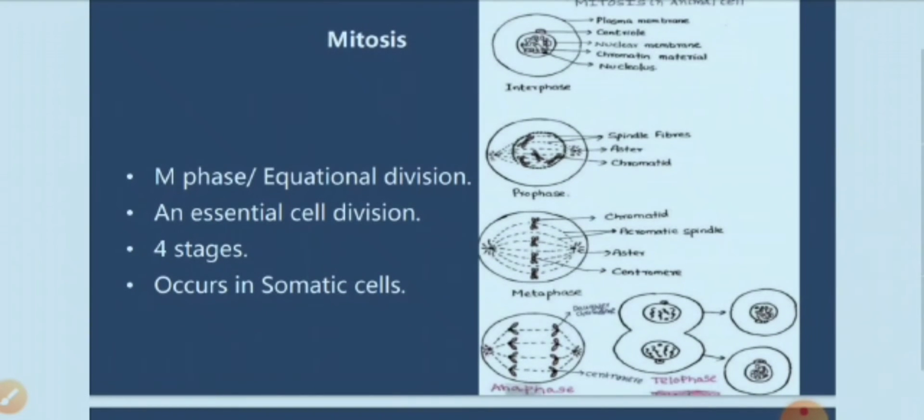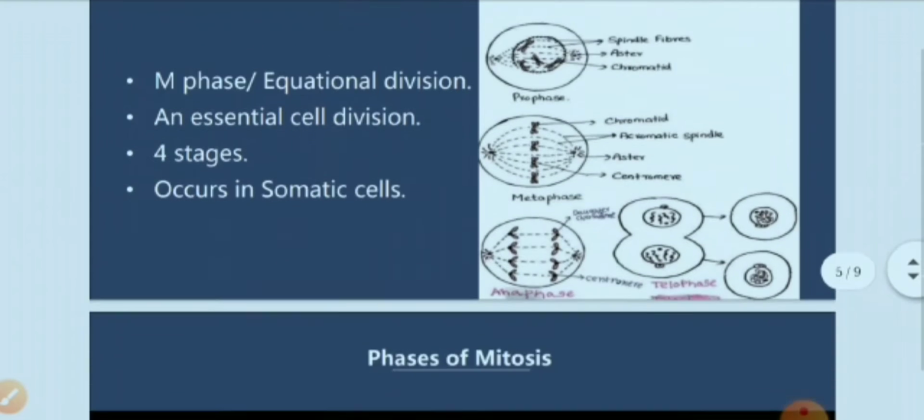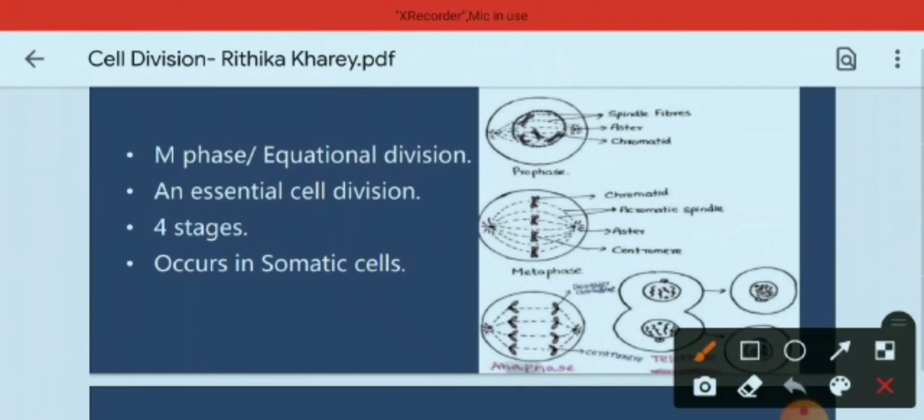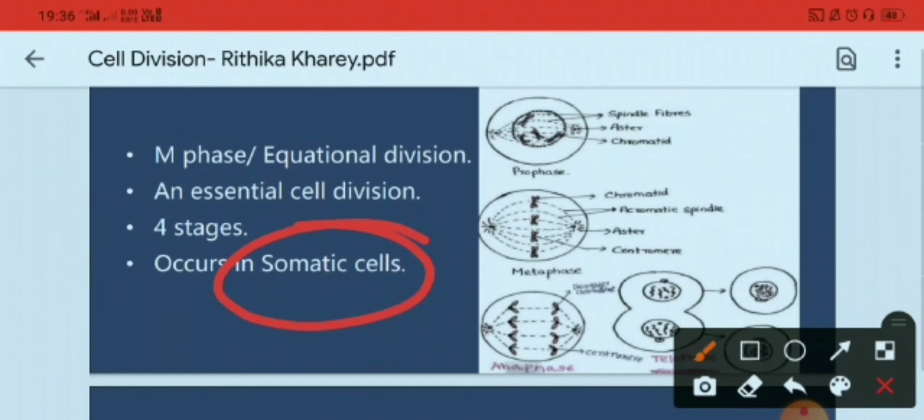Mitosis is also known as equational division. It is very essential. It is a type of cell division where a single parent cell divides itself into two, and it results into two daughter cells having the same number of chromosomes as were present in the parent cell. Now this includes four stages, that is prophase, metaphase, anaphase, and telophase. And it is also to be noted that mitosis occurs in somatic cells and nowhere else.